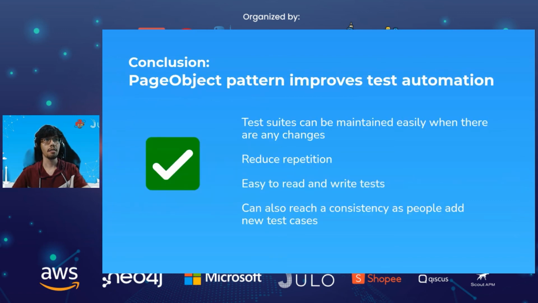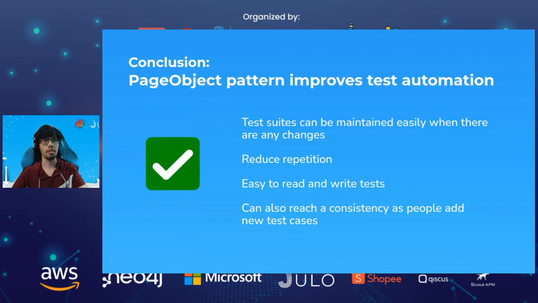The benefit of the page object pattern is that it will improve your test automation. And I think we wrote four things. The first benefit is that the test suite can be maintained easily if there are any changes, right? For example, like the previous example, if there are changes in the element or something like that. And the second one is that it reduces repetition.